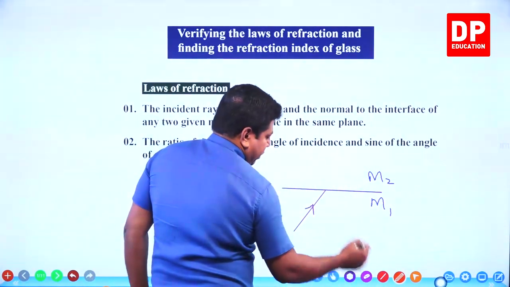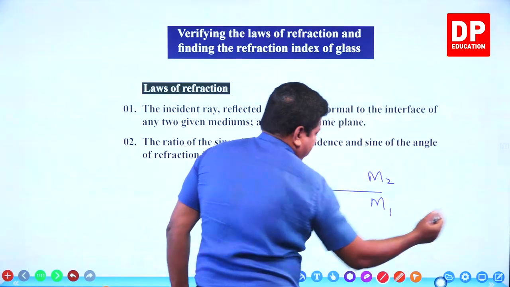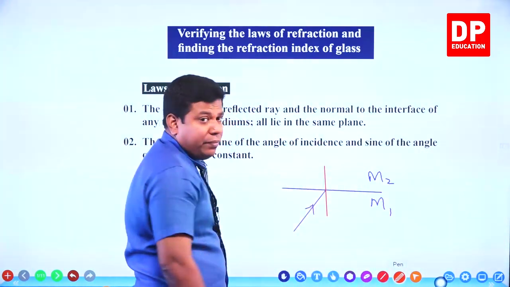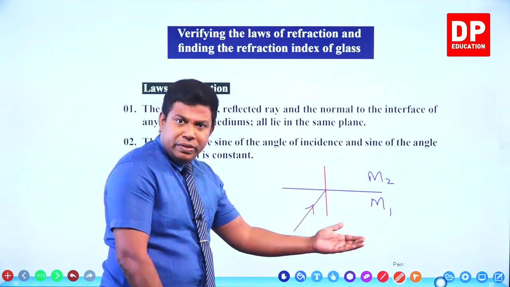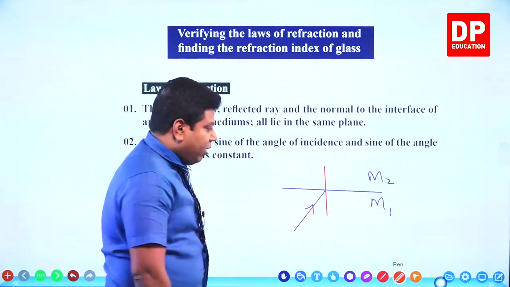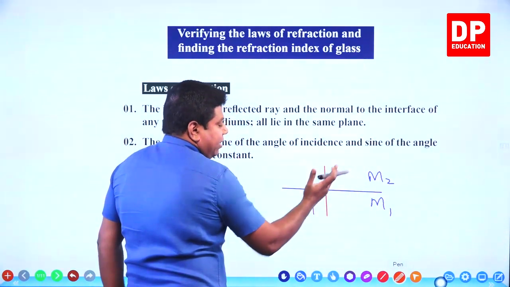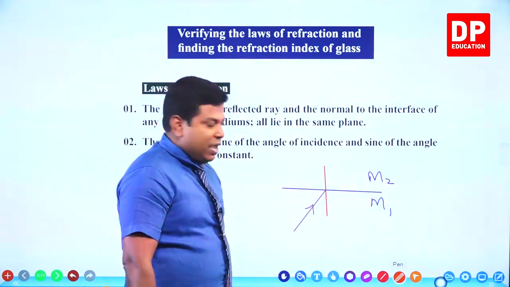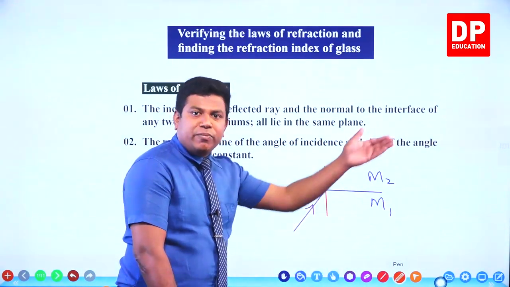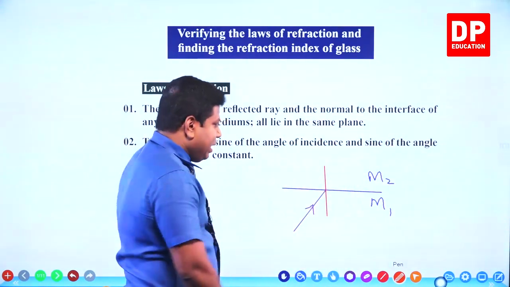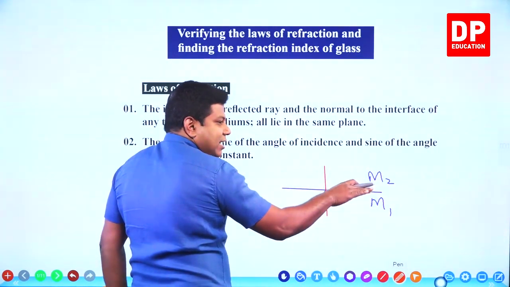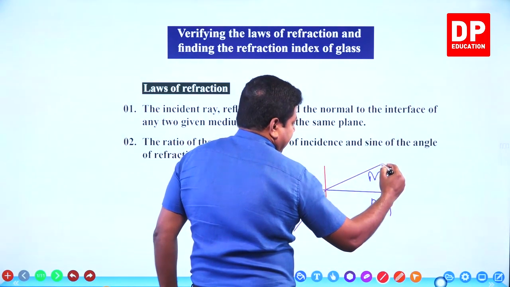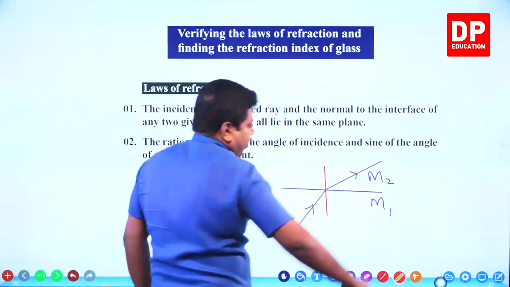We studied that in theory. So what we do here, we draw a normal at this point. For this surface, you draw a normal. And if medium 2 is a highly dense medium, then what will happen? The angle reduces. That means the path of the ray will get refracted towards the normal. If medium 2 is a less dense medium compared to medium 1, then with the normal, the angle will increase, which means it will take a path like this.